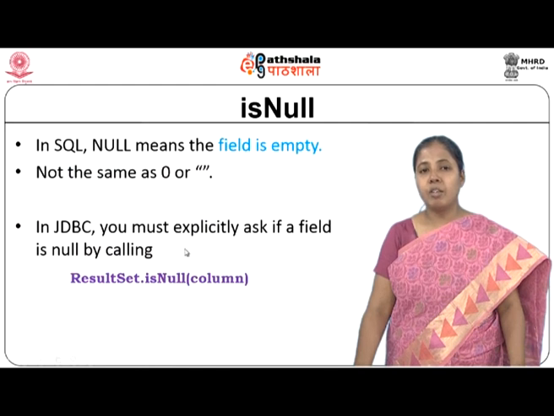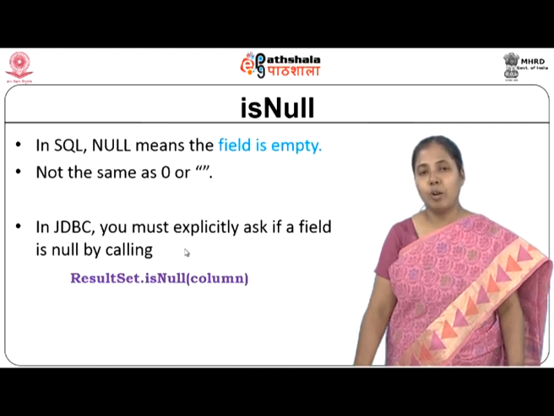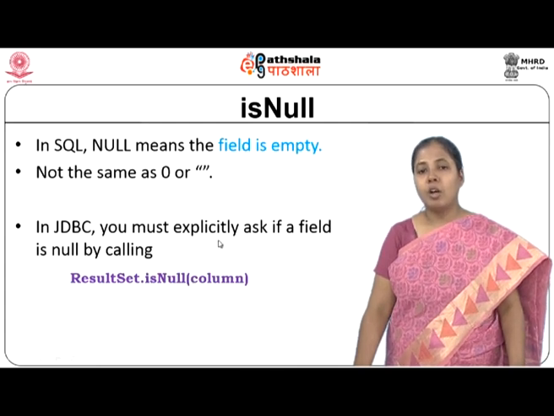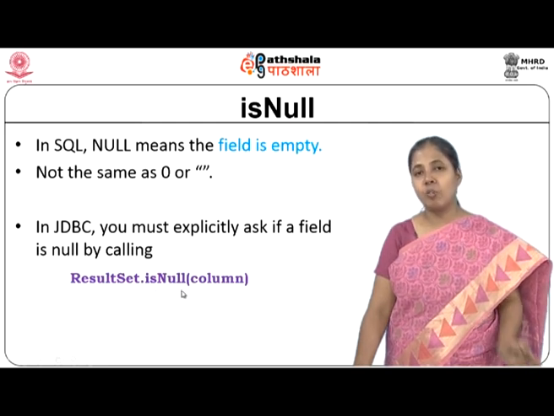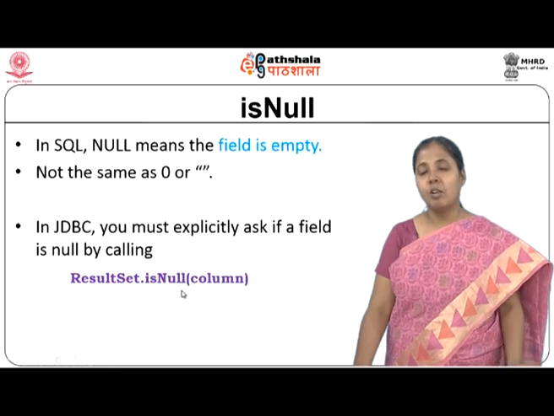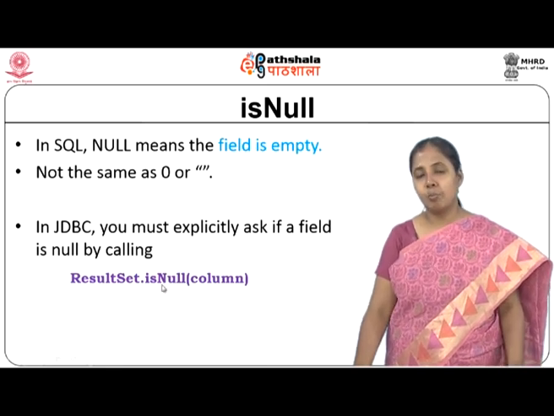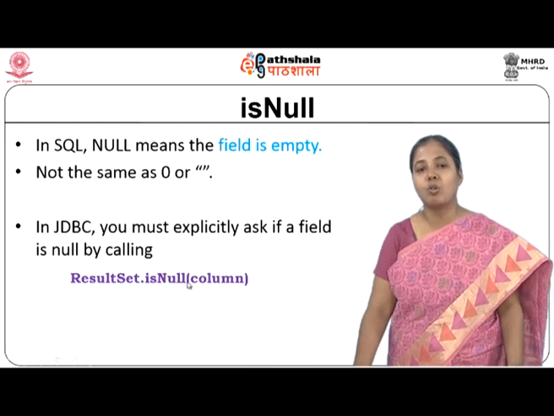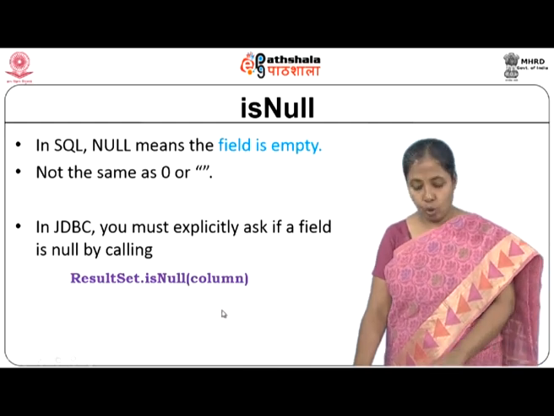And in SQL, we have null. Null means the field is empty. So, you cannot treat it as 0 or a blank. The field is empty; you don't know what value you have to insert there. So, in JDBC, you must explicitly ask if a field is null. You have to use a method called isNull in order to check whether the field has a null value. This method is also available in the result set. You will use it as resultSet.isNull and give the column name.